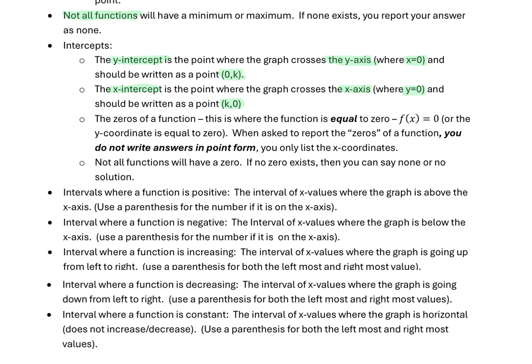Related to x-intercepts, we have zeros of a function. Remember, this is where the function is equal to 0, so where f of x equals 0, which is the same thing as where the y-coordinate is equal to 0. The difference between x-intercepts and zeros, if you're asked for the zeros, you do not write answers in point form. You only list the x-coordinates. Note, not all functions will have a zero or will have x-intercepts, and so if no zero exists, you can say none or no solution.